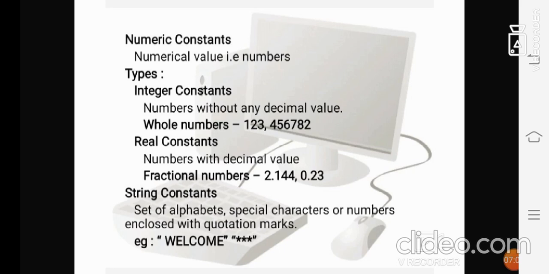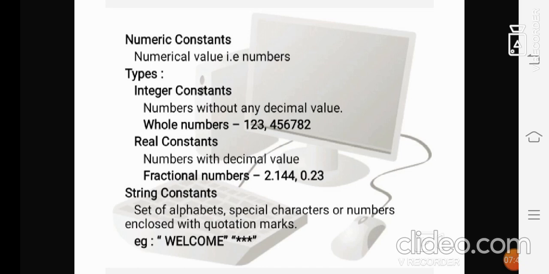Integer constants are numbers without any decimal value. Whole numbers, like 123 or 45678. These are integer constants. And real constants are numbers with a decimal value. Fractional numbers like 0.144 or 0.23. These are called fractional numbers. Real constants are numbers with a decimal value.